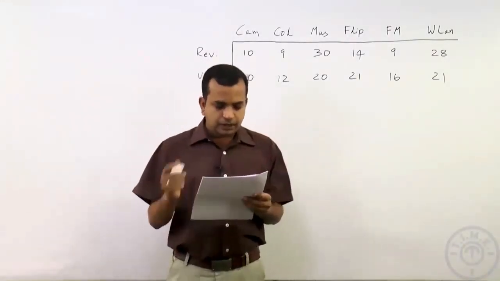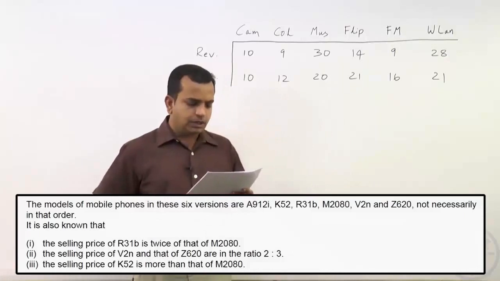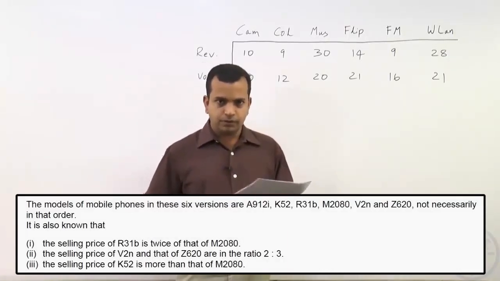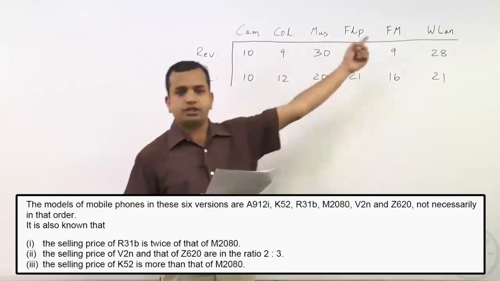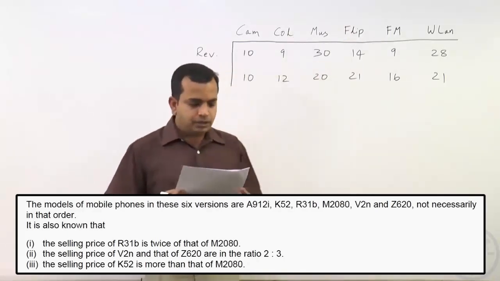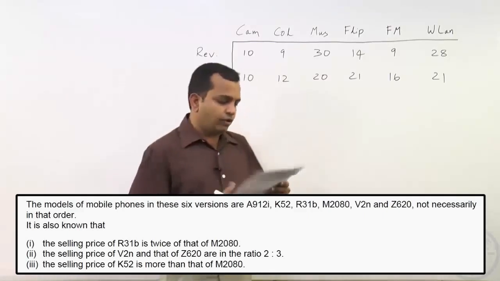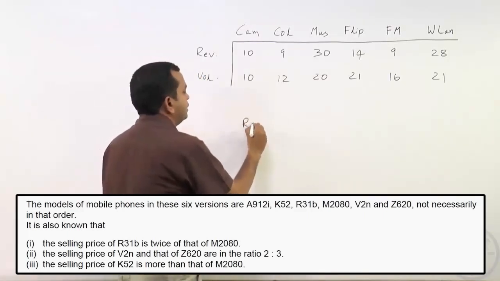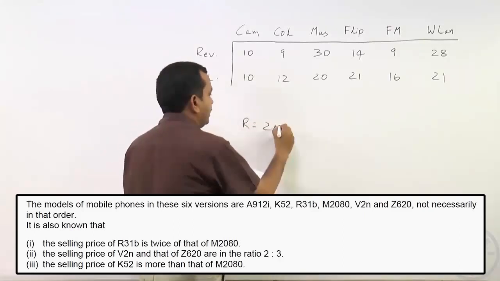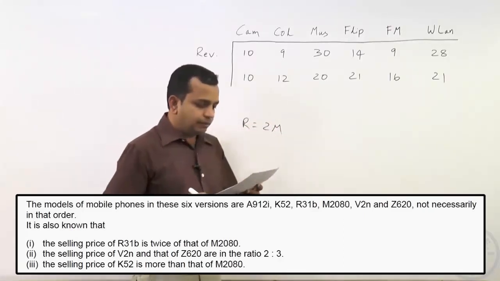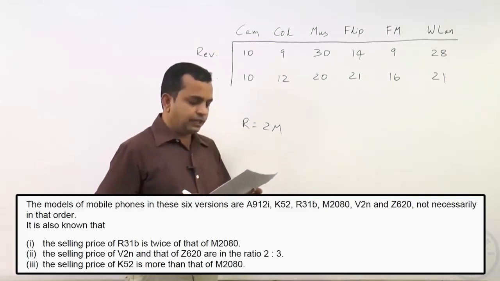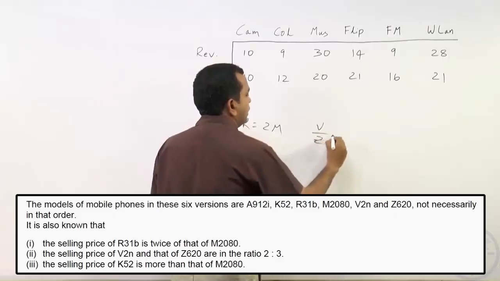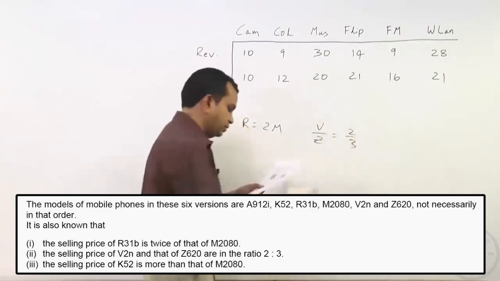And it's given that there are 6 different models, A, K, R, M, V and Z, not necessarily in any specific order, which means we do not know which model belongs to which type of mobile here. And it is known that the selling price of R is twice that of M, and the selling prices of V and Z are in the ratio 2:3.